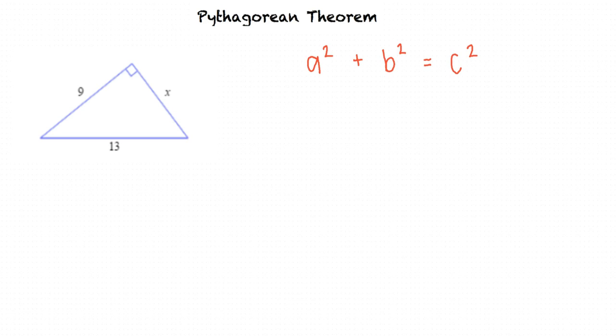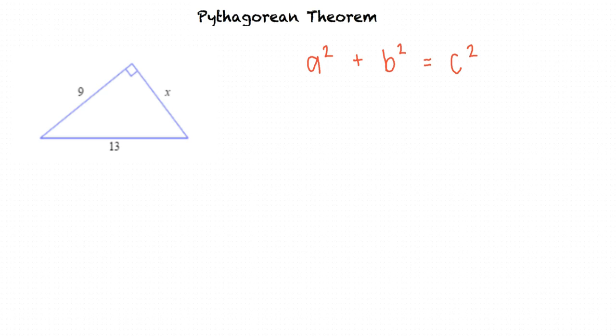How do I know which sides are the legs and which side is the hypotenuse? The hypotenuse is the largest side in a right triangle and is always opposite the right angle. The other two sides of the triangle are referred to as the legs.